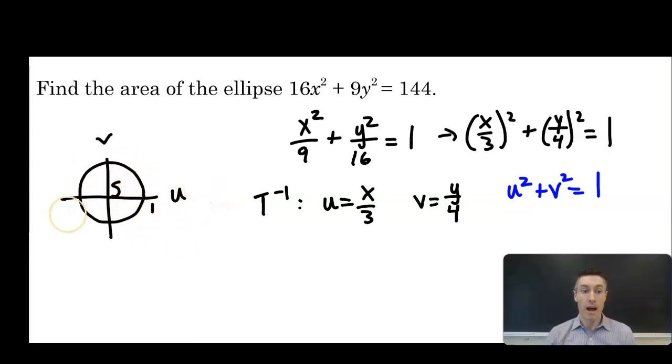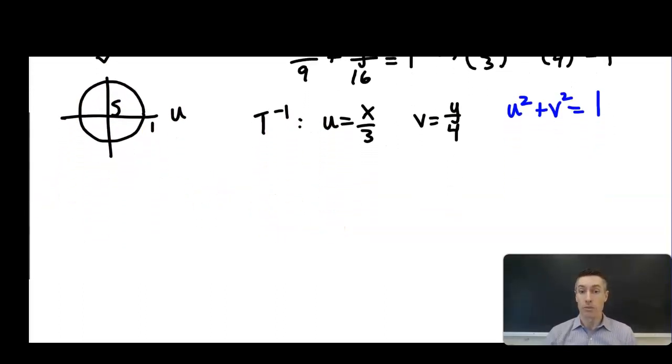Okay, so we now know what the region looks like in the UV plane. We have our inverse transformation. So again, we have two choices. We can find the Jacobian of the inverse transformation and then reciprocate. Or in this case, just to offer a second approach, these two transformations are actually easy to solve. So if this is our inverse transformation, then our transformation going in the other direction would be x equals 3u and y equals 4v.